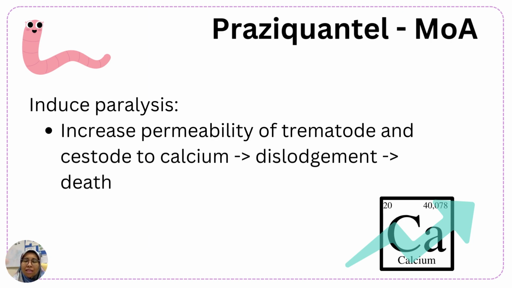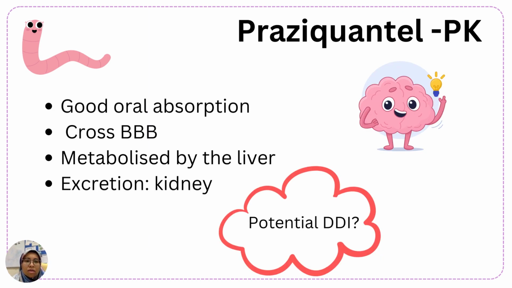And when paralyzed, the worm cannot use its energy to stay stuck to the GI wall. So it will lead to dislodgement and of course death, because it can no longer move. In terms of pharmacokinetics, it has good oral absorption. Again, what does that mean? Good oral absorption means that it can act at parasitic tissue infection. That's it. So just remember it this way: good oral absorption, tissue. If poor, it only acts at the lumen.